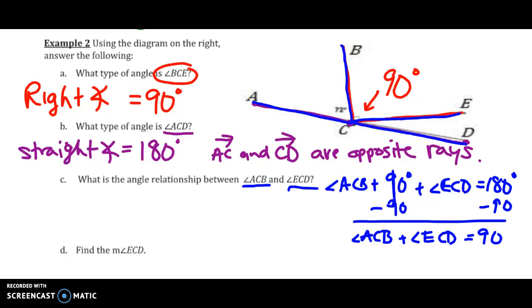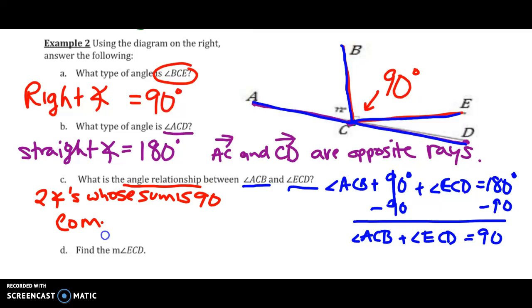So what angle relationship, or what term, do we have to represent 2 angles whose sum is 90? That is complementary angles. So angle ACB and angle ECD are complementary angles. Their sum is 90 degrees. Okay, 2 angles whose sum is 90.